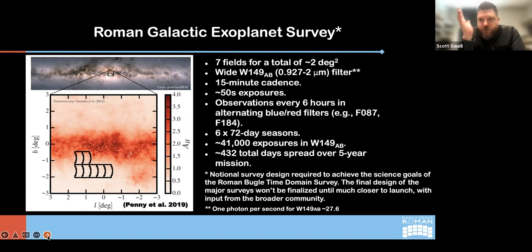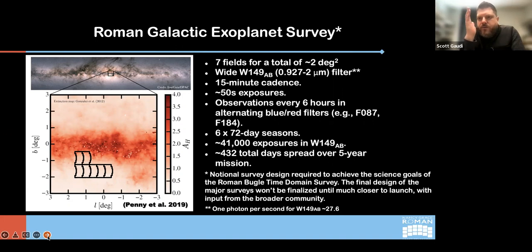So I and the rest of the microlensing science investigation team worked really hard to develop a kind of notional survey design, which we call the Roman Galactic Exoplanet Survey. You can think of this as just one possible realization of the bulge time domain survey, which is one of the main core community surveys that will be done with Roman.